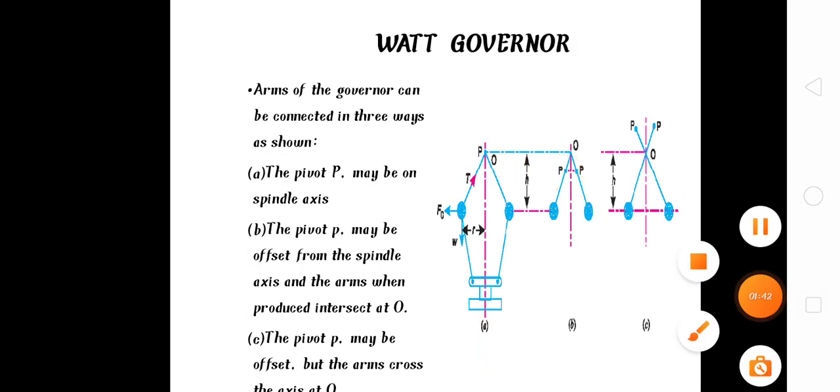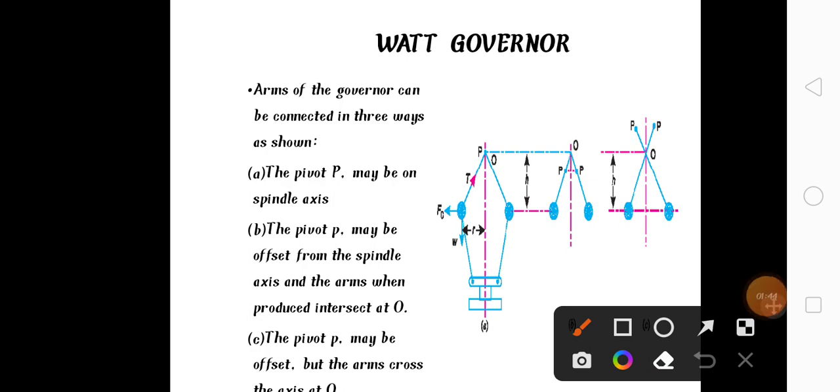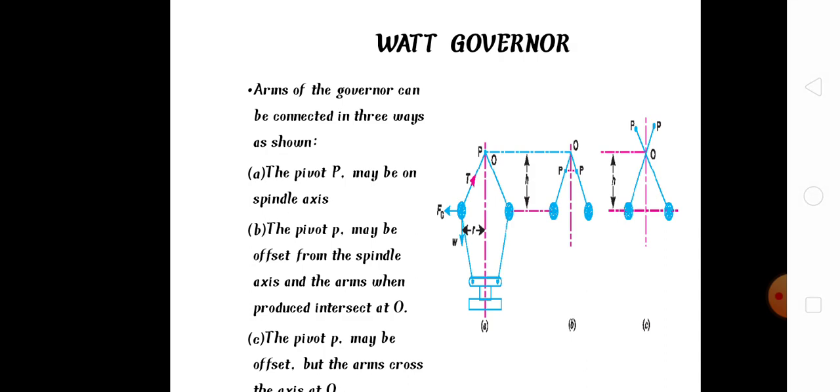In the third case, the pivot P may be offset from the spindle axis, but the arms cross the axis at O. The arms cross each other at point O on the spindle axis, and the pivot point is offset from the spindle axis. Is this clear to everyone?